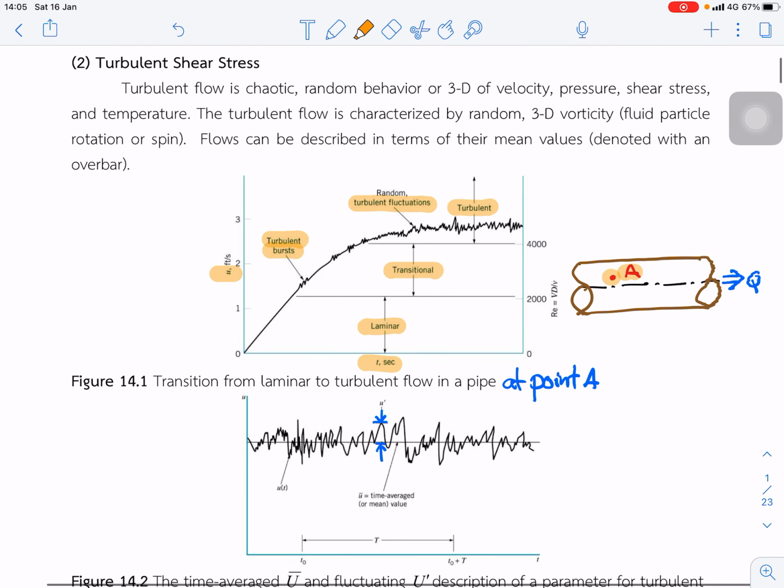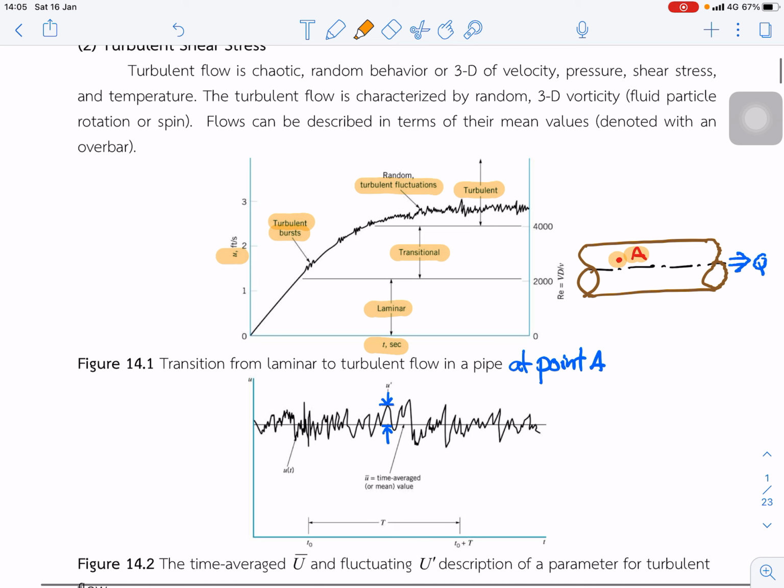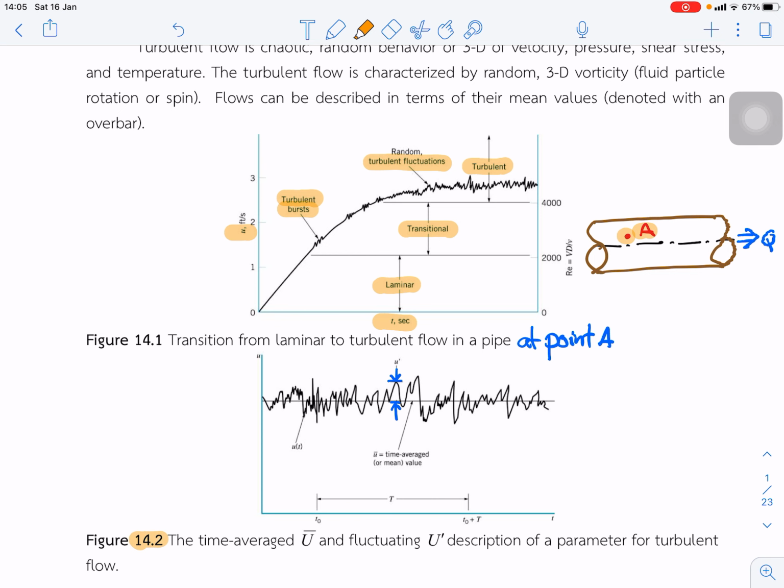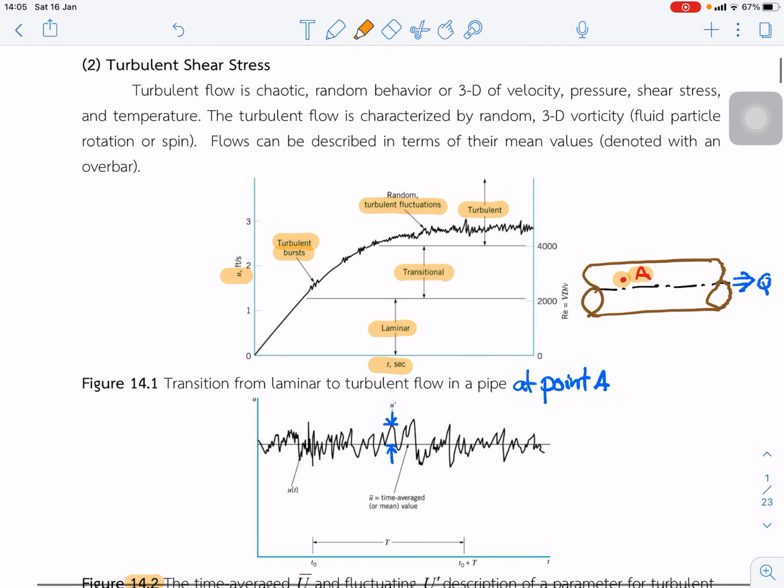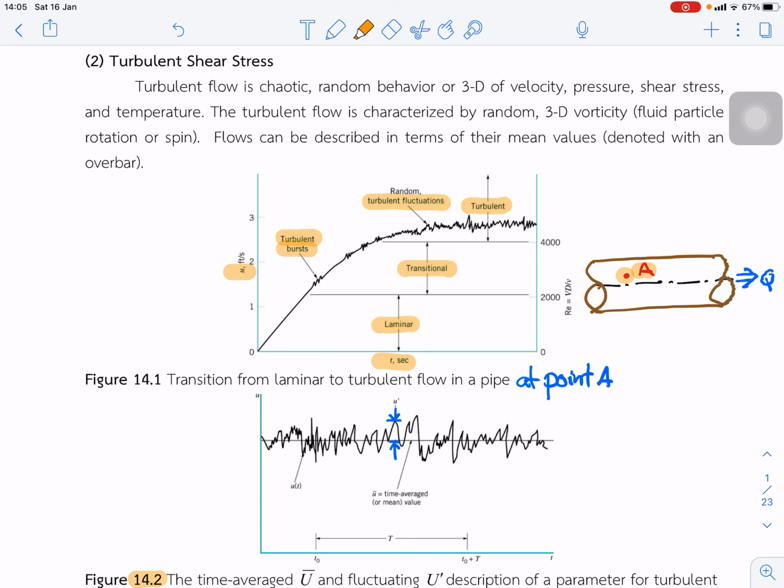That is the expansion of the turbulent fluctuation in figure 14.2. We can explain that turbulent flow has chaotic random behavior in 3D of velocity, pressure, shear stress and temperature. So we can characterize it by random 3D vorticity. Flow can be described in terms of its mean value.